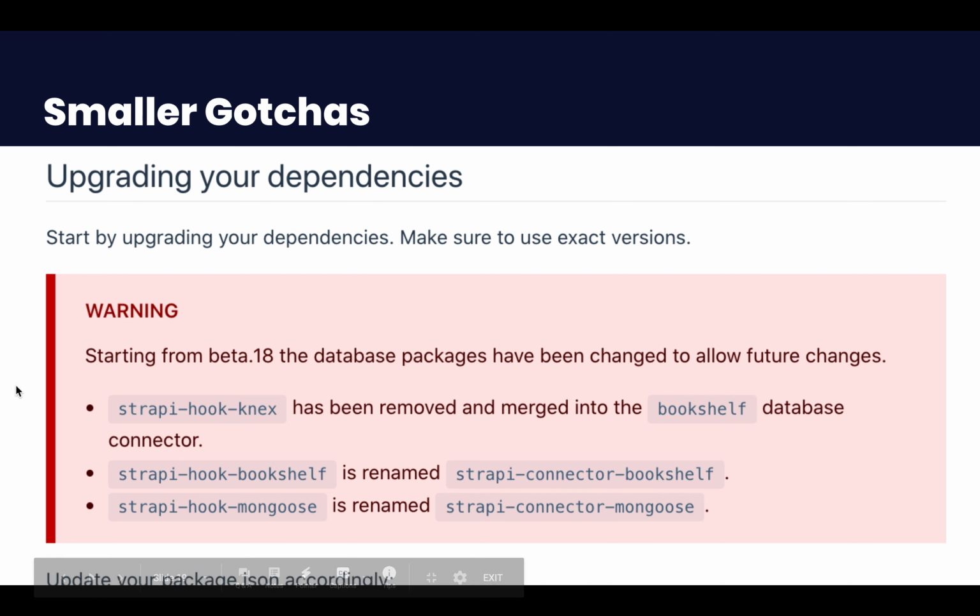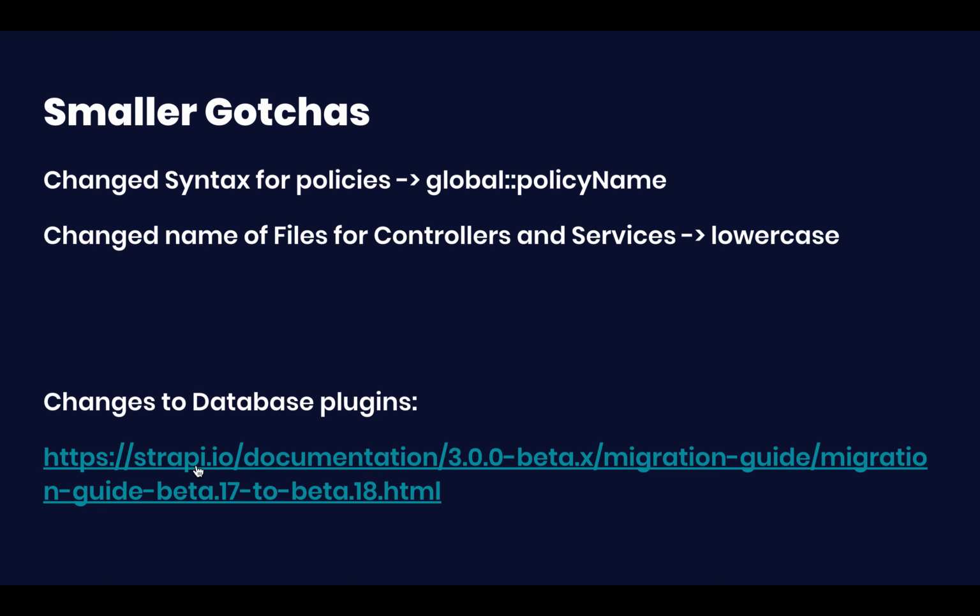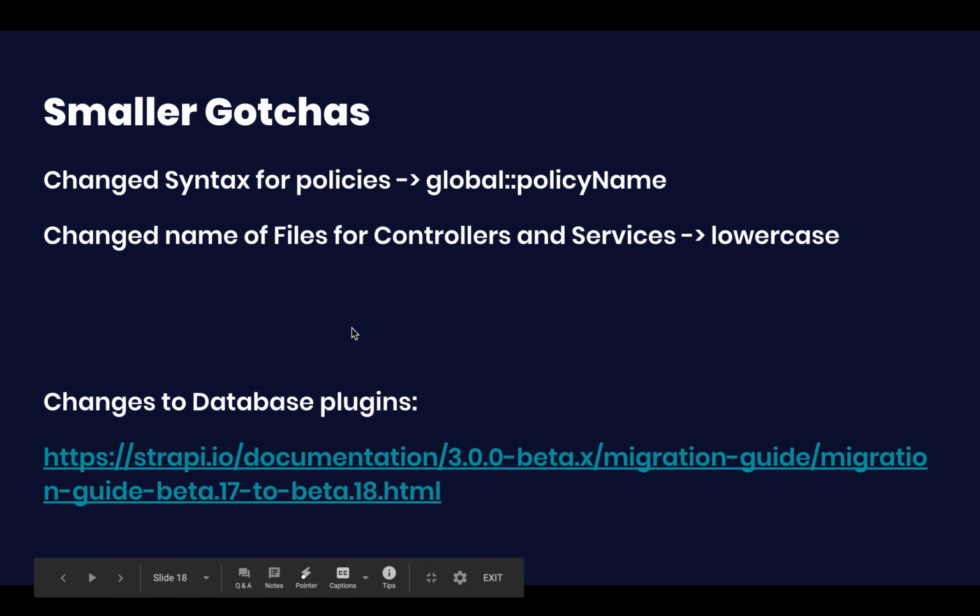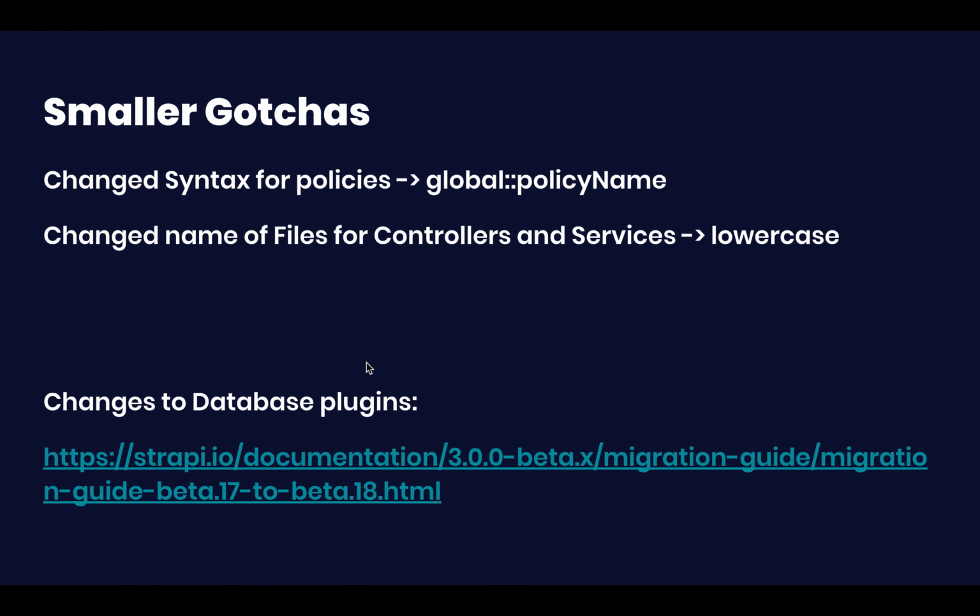Specifically, Strapi Hook Knex is gone. You can delete it. It's called Bookshelf now. And then Strapi Hook Bookshelf can be called Strapi Connector Bookshelf, and then Strapi Hook Mongoose is now called Strapi Connector Mongoose. And additionally, you're going to have to change the way your database is set up in your database.json in the config folder. But again, you're going to need to look at this specific beta 17 to beta 18 if you decide to make the jump from alpha to beta.